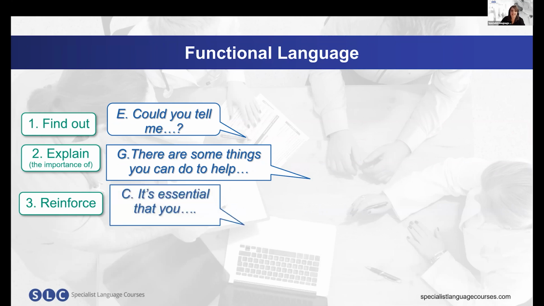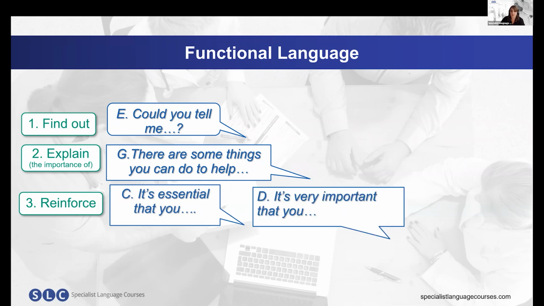So we're using it's essential that you, and it's very important. So the steroid cream has been prescribed, perhaps the mother doesn't want to use it, or the child doesn't want to use it, and you have to reinforce that it's very important. So we have some strong language here to reinforce.